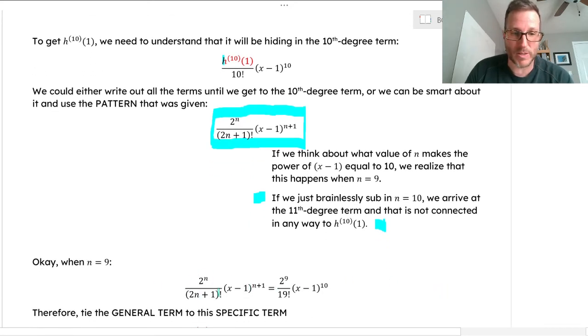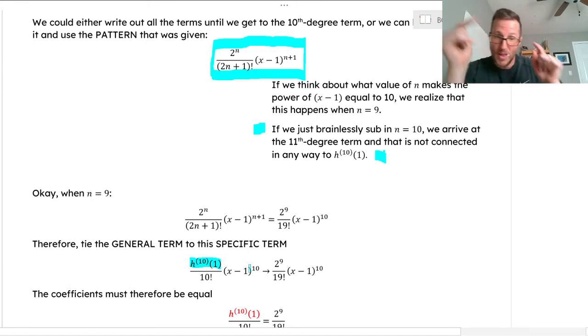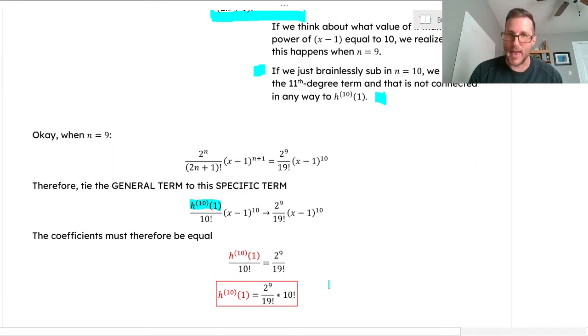So when n equals 9, this pattern is 2 to the 9th over 19 factorial times x minus 1 to the 10th. That is the term we're looking for. So we're going to tie together the general term to this specific term, the 10th derivative of h at 1 divided by 10 factorial times x minus 1 to the 10th. That's the general. Boom, the specific is 2 to the 9th over 19 factorial, x minus 1 to the 10th. We can set the coefficients together and do a little bit of simple algebra to get that. The 10th derivative at 1 of h is 2 to the 9th over 19 factorial times 10 factorial.